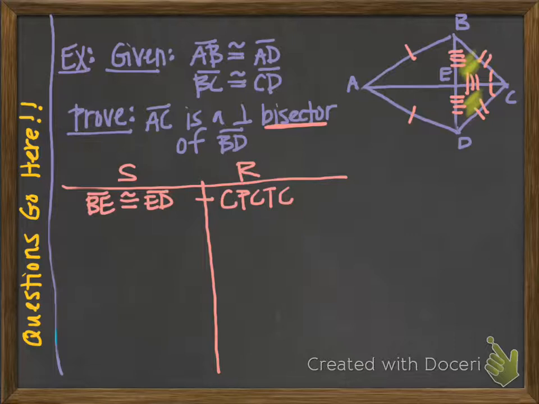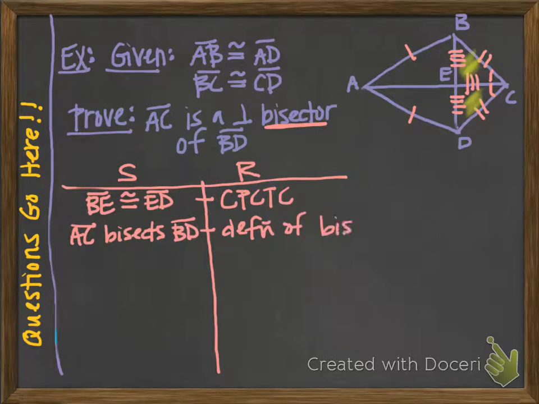Because of that statement alone, we can say that AC is a bisector or bisects BD. So let's state that. There's going to be two parts to our proof statement. That's the first part. AC bisects BD. And the reason we know that is because of the definition of bisect. We've said that its two halves are congruent. So this is one part of our proof statement.